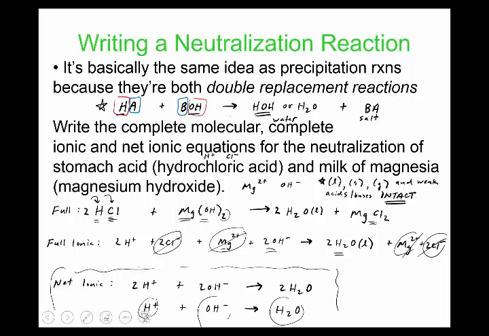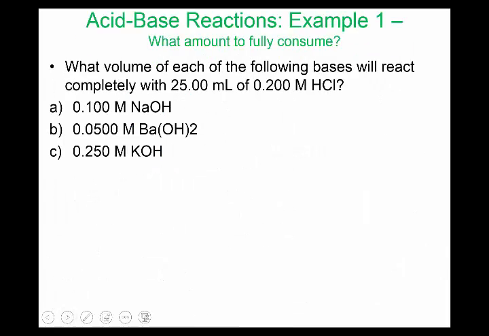Okay, so on to a basic stoichiometry question. I'm gonna solve the hard one, and I'll have you guys try A and C. So make sure you guys have those done. But I'm gonna do this. So it says, what volume of each of the following bases will react completely with 25 milliliters of 0.20 molar HCl?